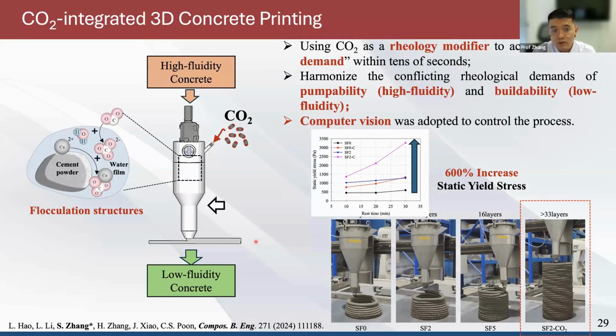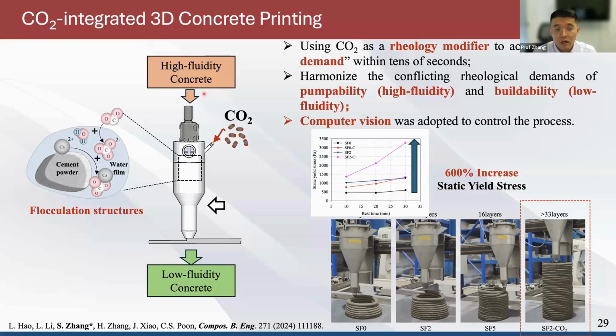need to use to make this material start to flow. We call it static yield stress. And how much force we need to use to maintain the material flow, we call dynamic yield stress. We found that CO2 can change the rheological behavior of the concrete from a high fluidity concrete, so that high pumpability can be satisfied, into a low fluidity concrete, so that high buildability can be satisfied within 10 seconds.